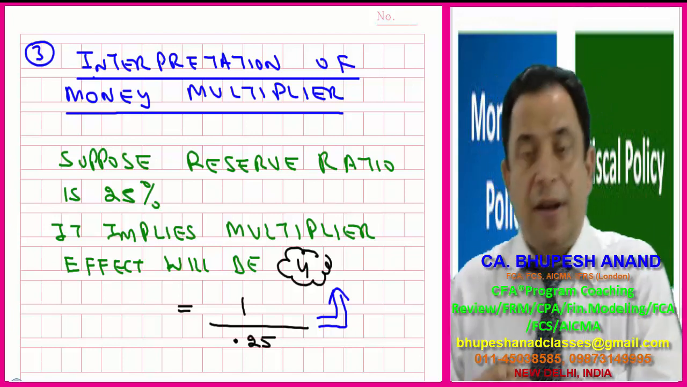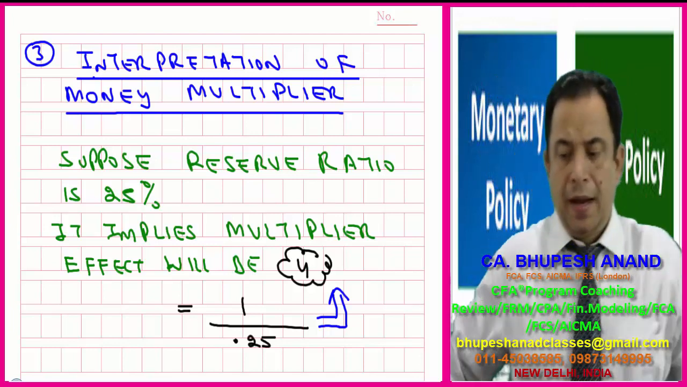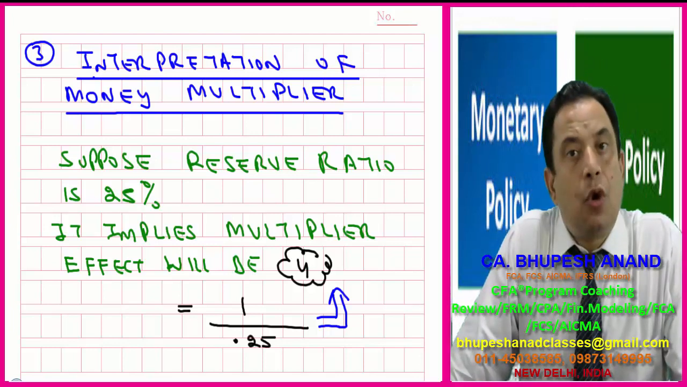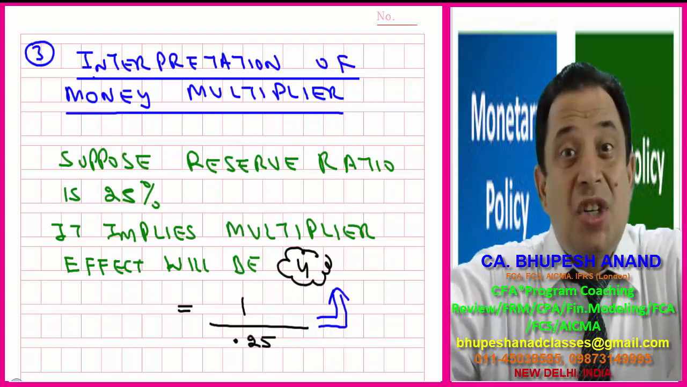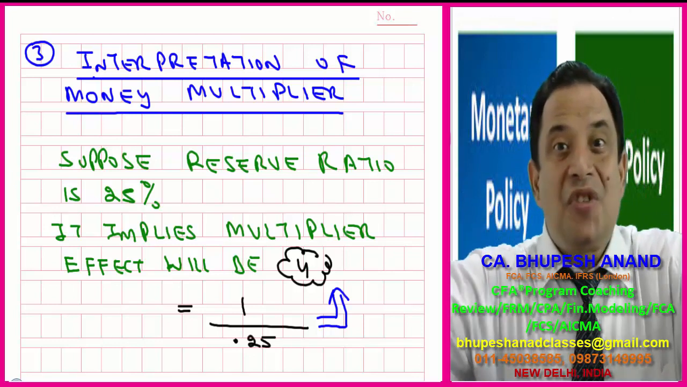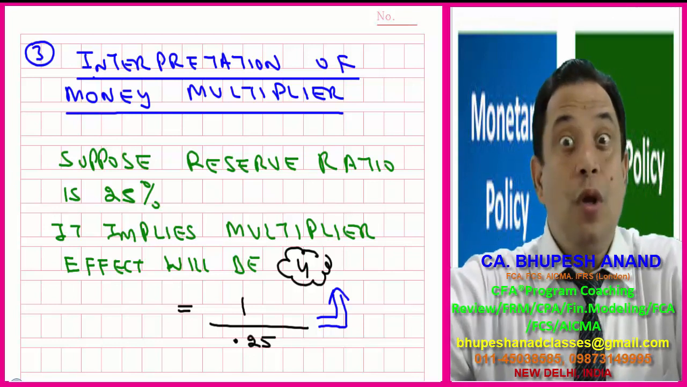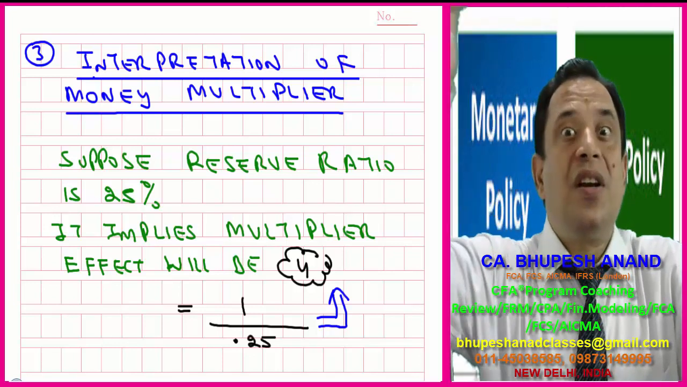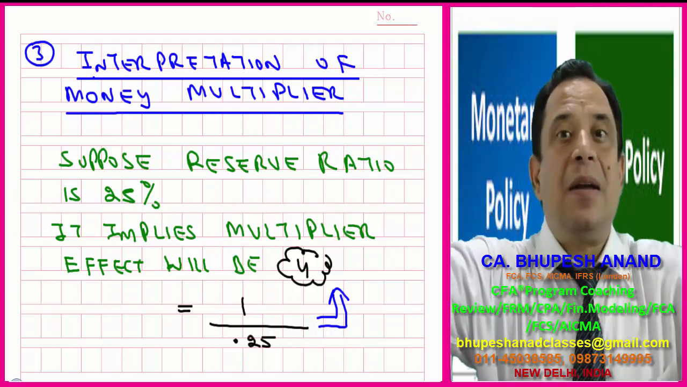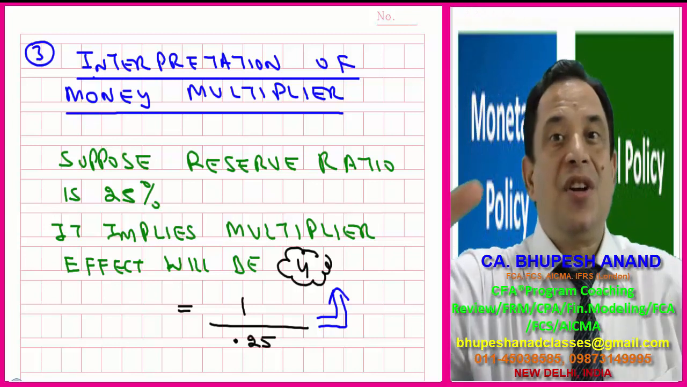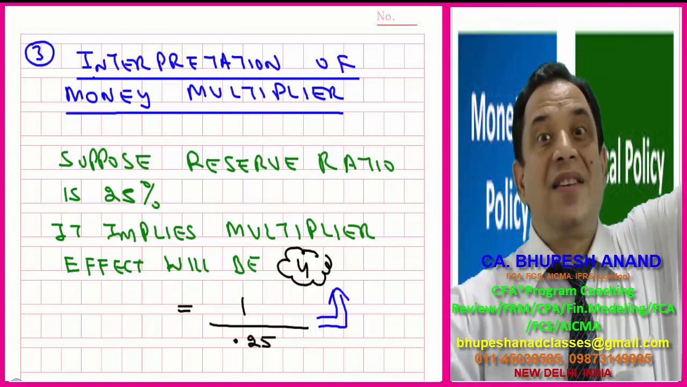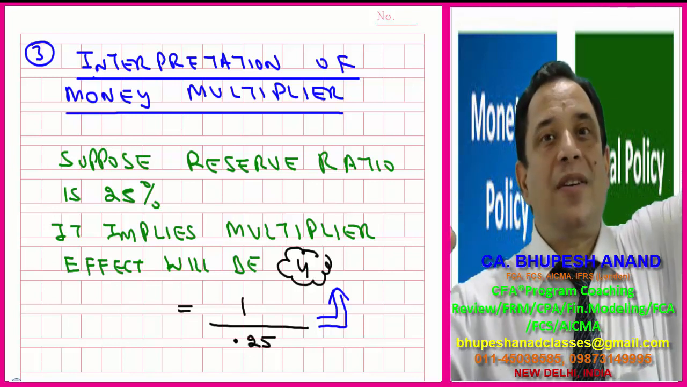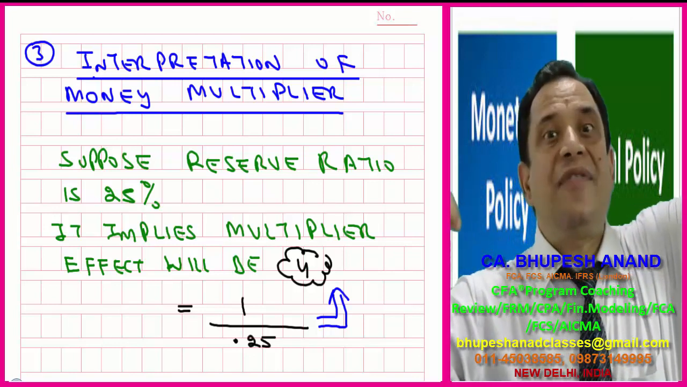Suppose the reserve ratio is 25%. It implies the multiplier effect will be 4. Now how have I calculated 4? There is a direct relationship between money creation, the money multiplier, and the retention ratio. If the retention ratio is increased, the money multiplier effect decreases. And if the retention ratio is decreased, I can increase the multiplier effect, because money multiplier is equal to 1 upon margin requirement. Supposing the margin requirement is 25%.